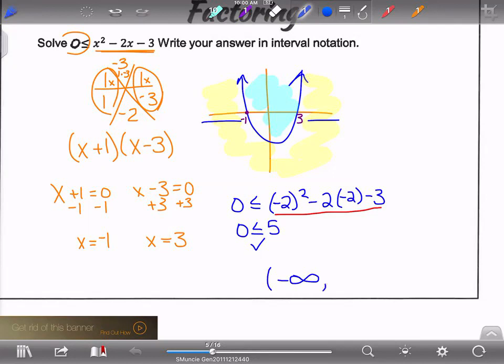Where does this yellow section stop? At -1. For this one, we have to ask ourselves, can it touch -1? That relies on this right here. So if it has the equal to sign in it, we're going to use a bracket. So this right here represents the left-hand side of that highlighted region.